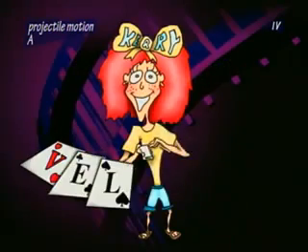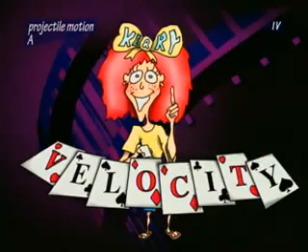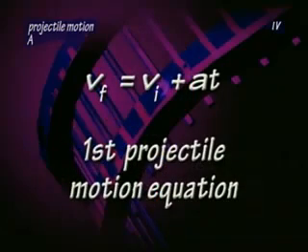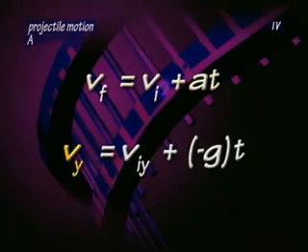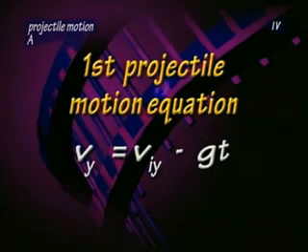So, since we're only dealing with velocity in the y direction, to get our first projectile motion equation from our VVAT equation, substitute v sub y for v sub f, v sub iy for v sub i, and negative g for a. Then we get our first projectile motion equation: v sub y equals v sub iy minus gt.